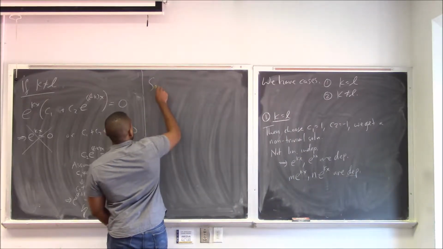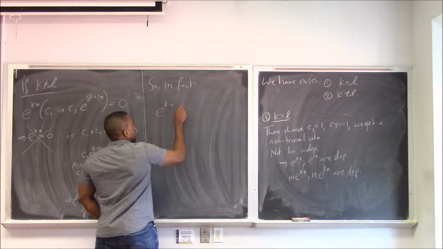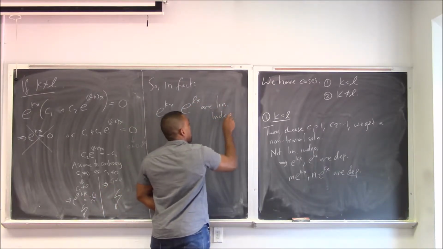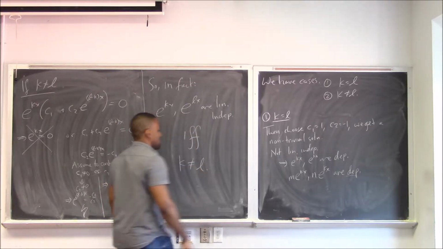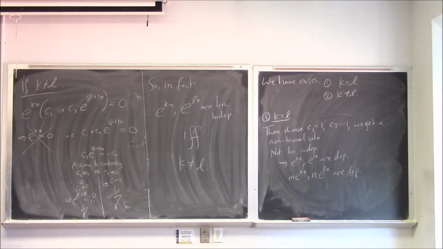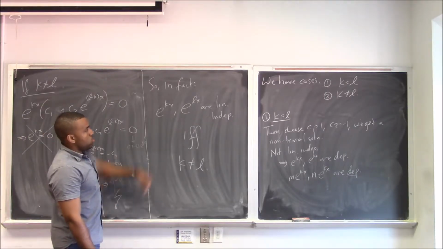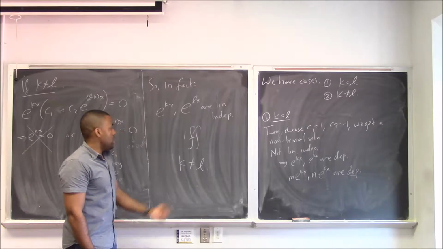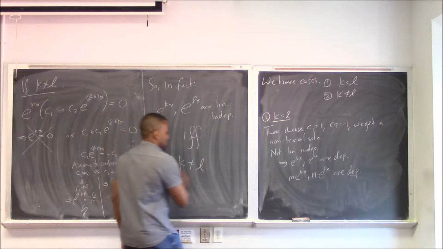So, in fact, we can make a general claim here. e to the kx and e to the lx are linearly independent if and only if k is not equal to L. Right? We proved this direction by the contrapositive here, and we proved that direction here. So we can say that.